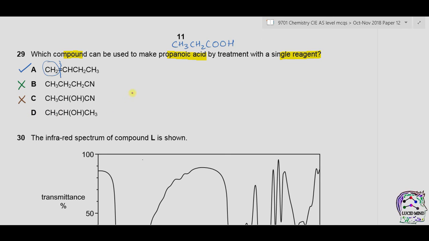Similarly in D we have CH3CH, a secondary alcohol is present, CH3. It can be oxidized to form a ketone. No carboxylic acid is formed, so therefore this is also incorrect. Correct answer is therefore A.